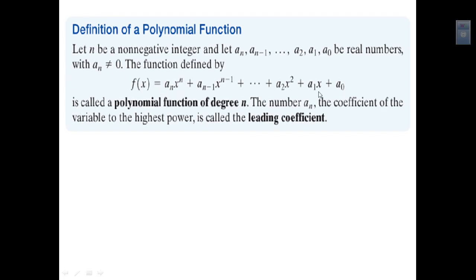So this is a polynomial function of degree n. The number a sub n is the coefficient of the highest power. It's called the leading coefficient. So don't let all this trip you up. Slow down, look at what it says, and look at where it goes and see what it's actually saying about it. So we know that the non-negative integer, so that's the highest power, is 0 or positive. And all these numbers here are real numbers. All the coefficients are real numbers. And a sub n can't equal 0.